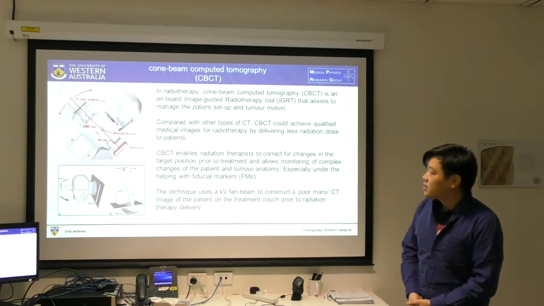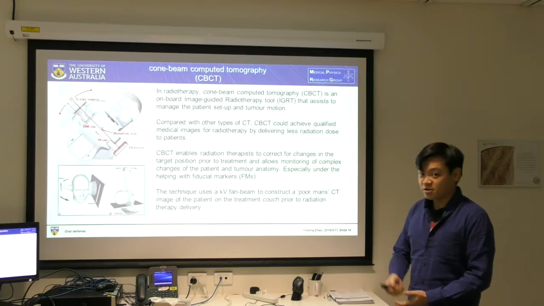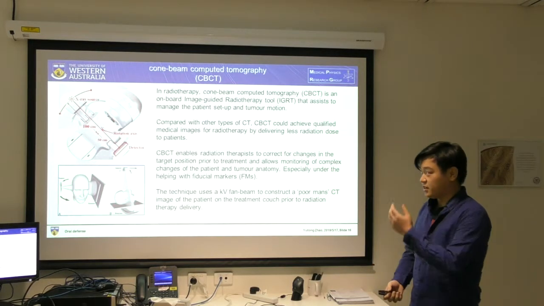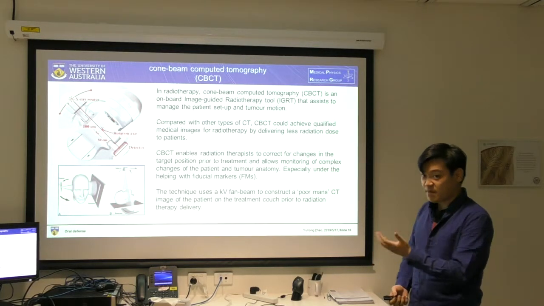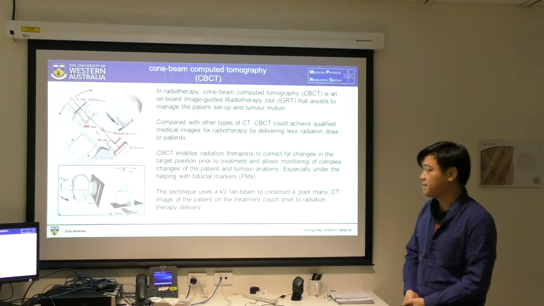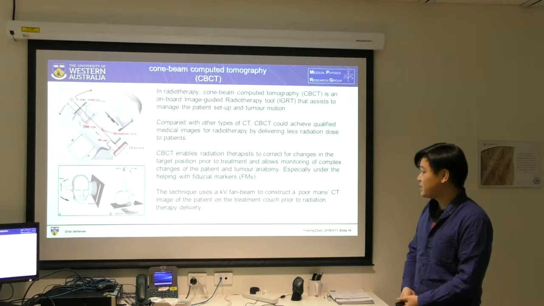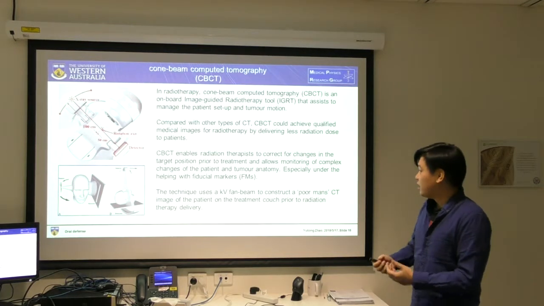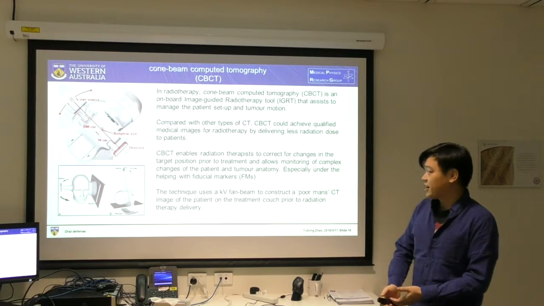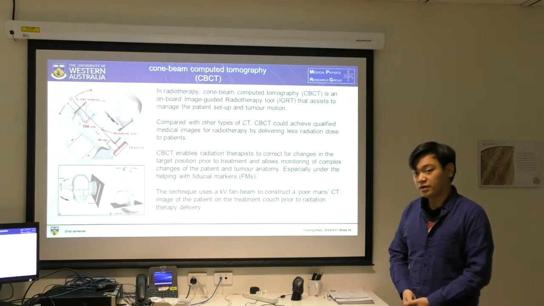CT. The cone beam CT is an onboard image-guided radiotherapy tool. We talked about this previously. One of the potential advantages of VMAT is that it provides a possibility of employing IGRT. So compared with the traditional CT, CBCT could achieve qualified medical images and will deliver a lower dose to the patients.